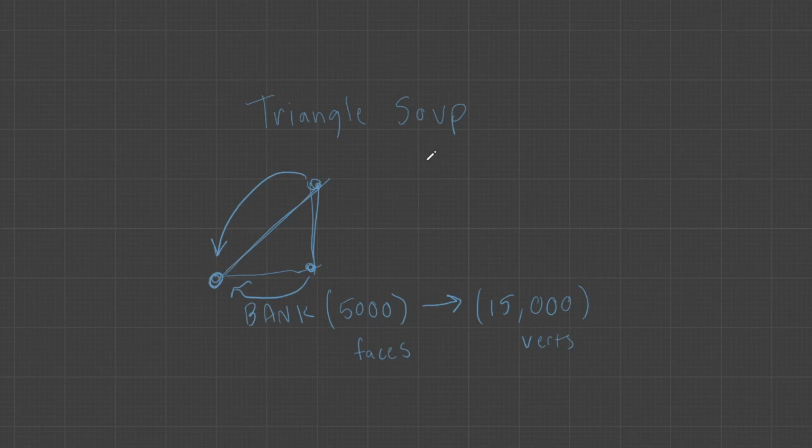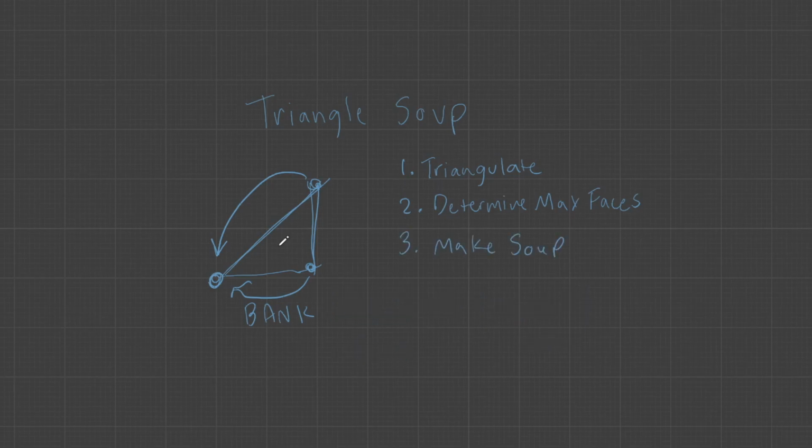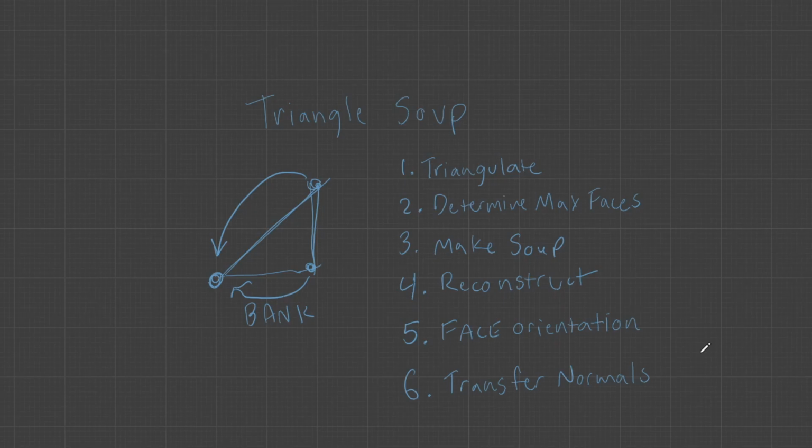So a quick little recap here. The first step that we have to do with the triangle soup method is split our simulation into triangles. Our second step is we have to determine the maximum amount of faces in that simulation. Step 3 would be to take that determined max amount of faces and make a triangle soup containing that amount of faces. Our fourth step is to reconstruct that simulation out of that soup. Our fifth step is to fix the face orientation of any triangle that is mapped backwards onto the simulation. And our sixth step would be to transfer the normals from our simulation onto the reconstructed representation of the simulation.